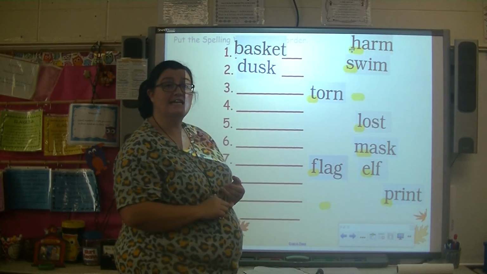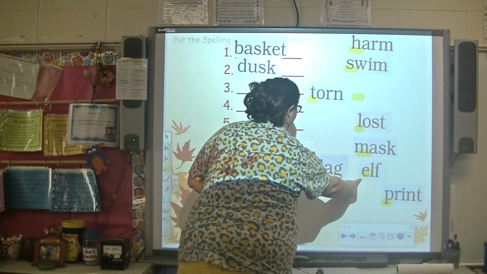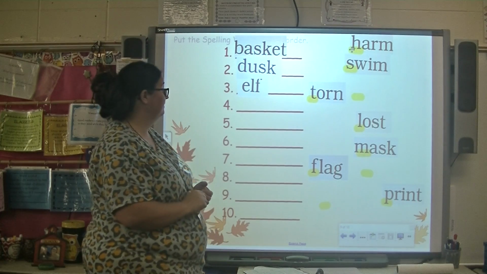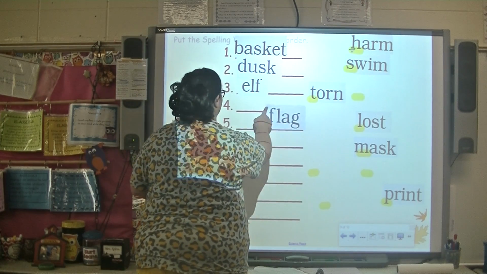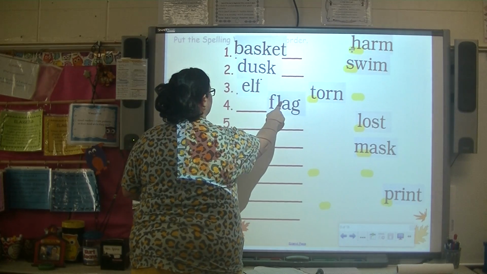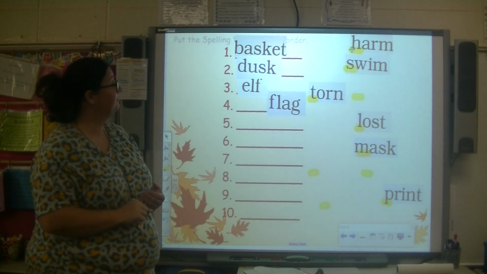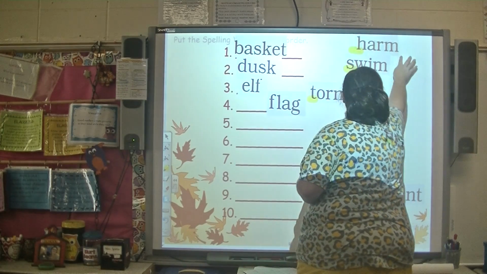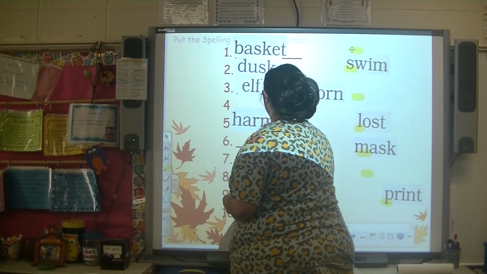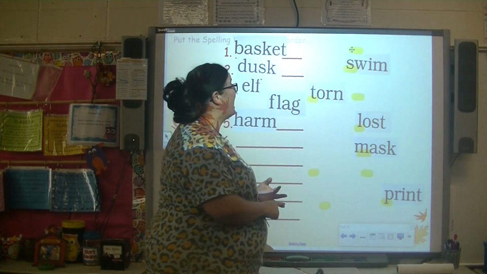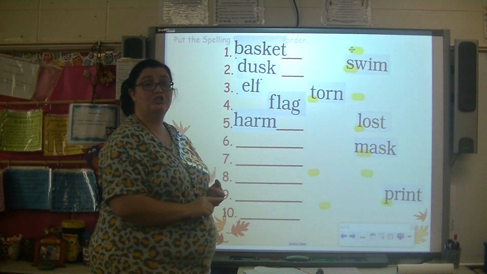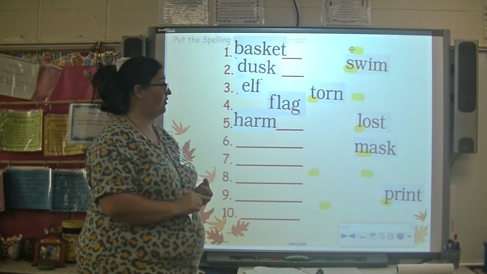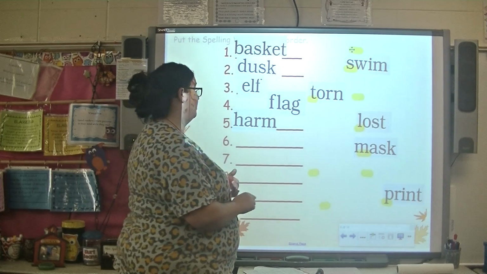After D is E, elf. All right, F, flag. Move him over a little bit so we can see him. G, H, harm. After H is I, no. J, no. K, no. L, lost.